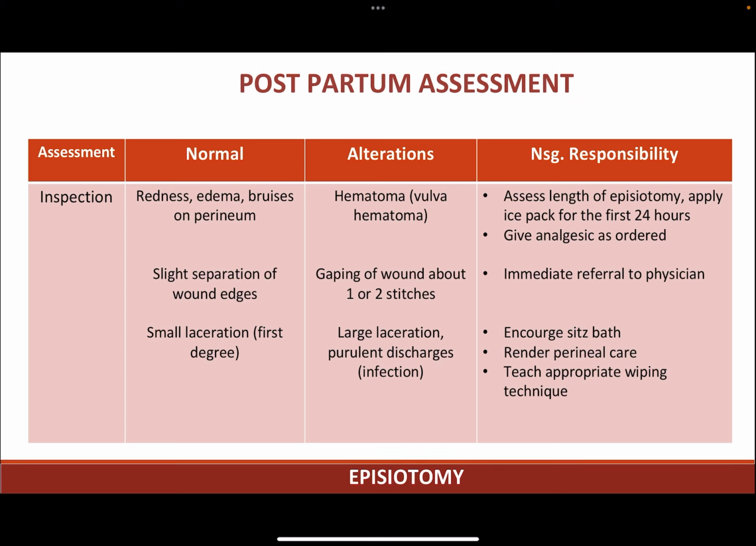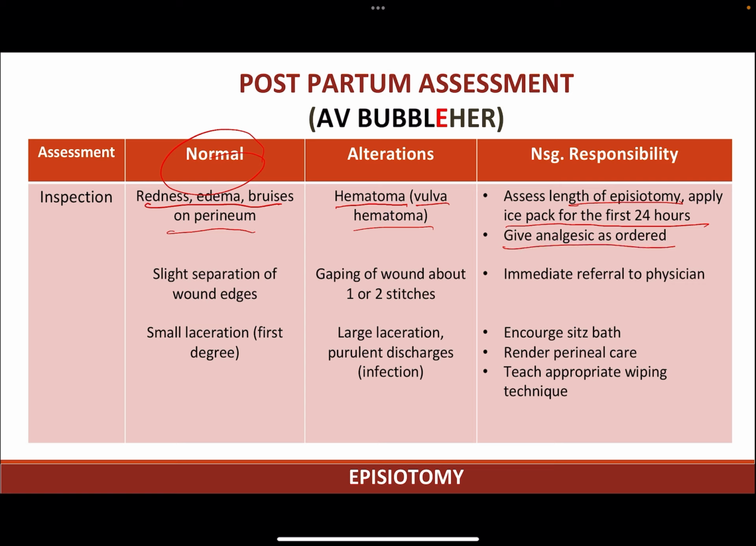Next is the episiotomy. So we have to inspect. The redness, edema, and bruises on the perineum are normal. But in the alteration, there is a hematoma or vulvar hematoma. So you may assess the length of the episiotomy and apply an ice pack for the first 24 hours. And also give analgesic as ordered.